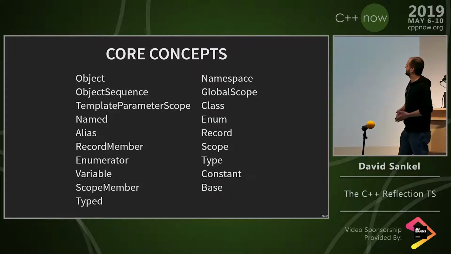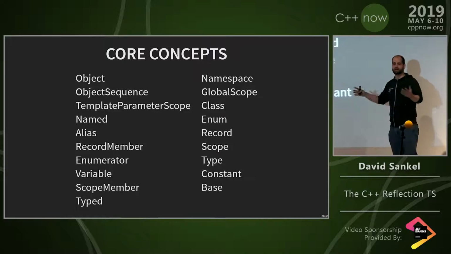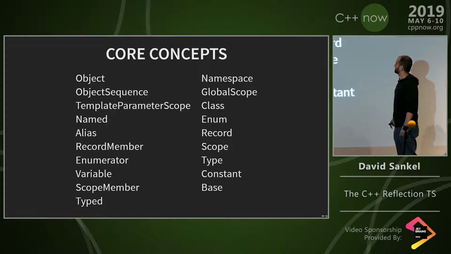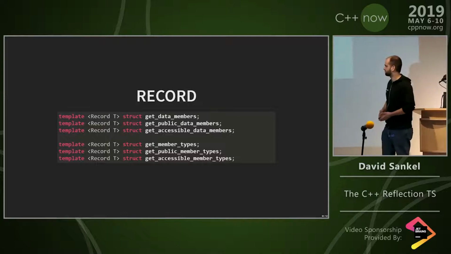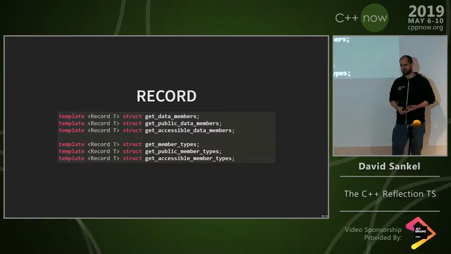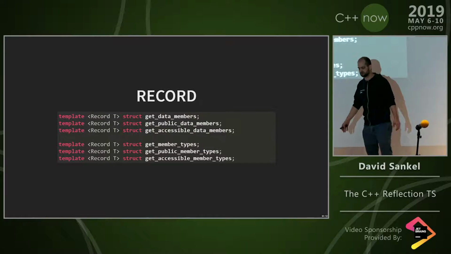Basically, these are the core concepts. They have an inheritance relationship or something like an inheritance relationship. And you can use these as a way to figure out, when you reflect on something, what tools you have available. Okay, so record is an important one. Classes are a record, structs are a record, unions are a record, and you have this ability to get the data members out of the record.